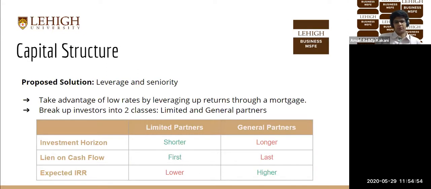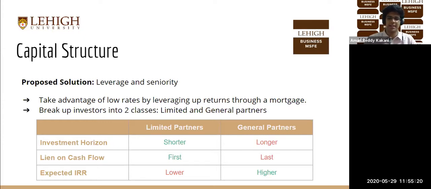And so the proposed solution is a combination of using leverage and using seniority. Because of the nature of this project, falling rates doesn't naturally boost return. Meanwhile, other assets are all being boosted by lower rates. And so since all assets compete, we thought it's a good idea to introduce an interest rate component through leverage by taking a mortgage. And secondly, we broke the investors up into 2 tranches, limited partners and general partners.